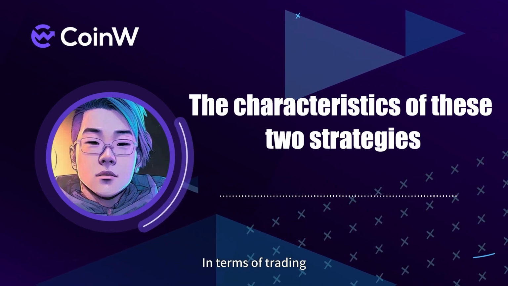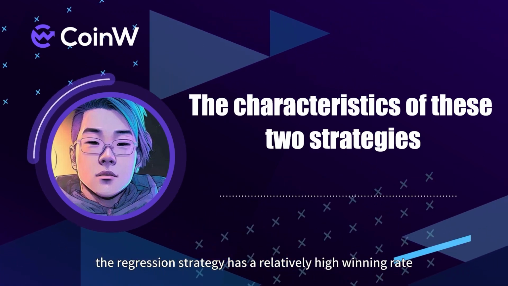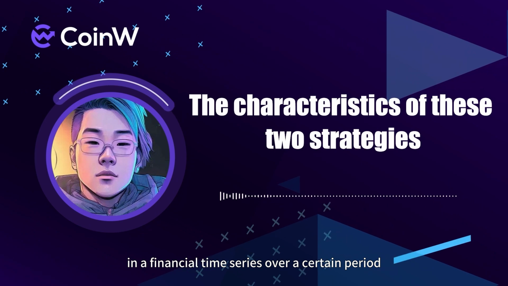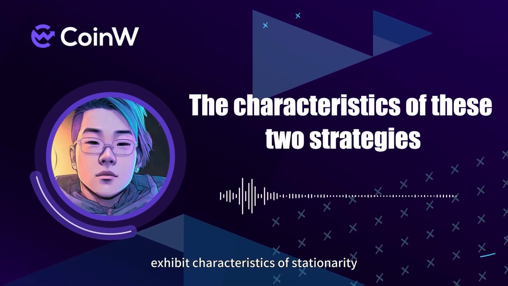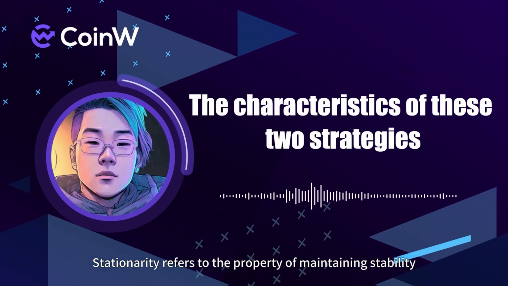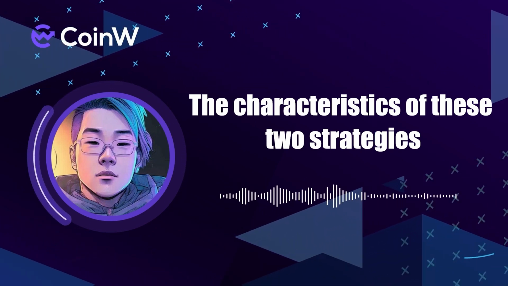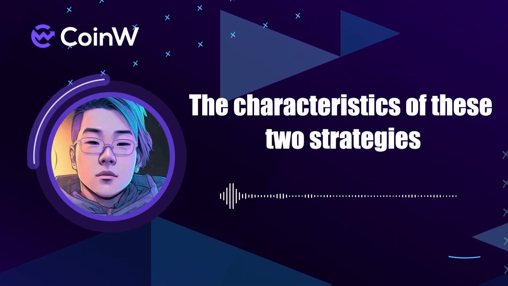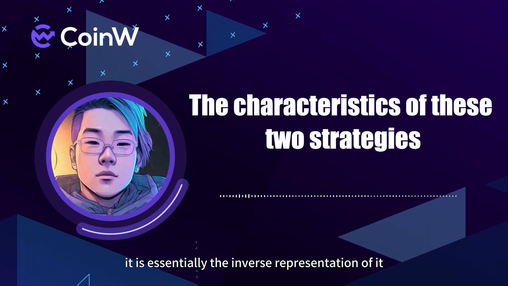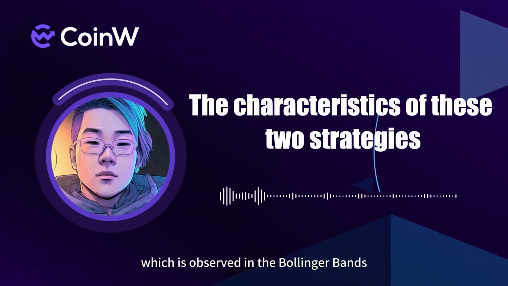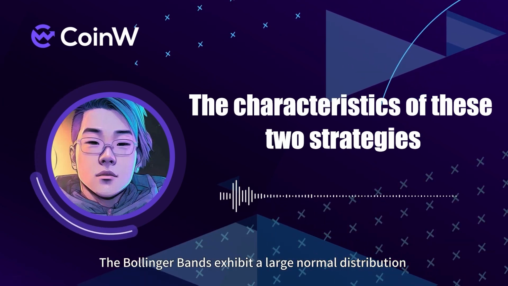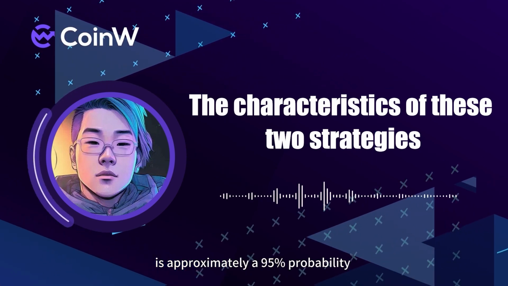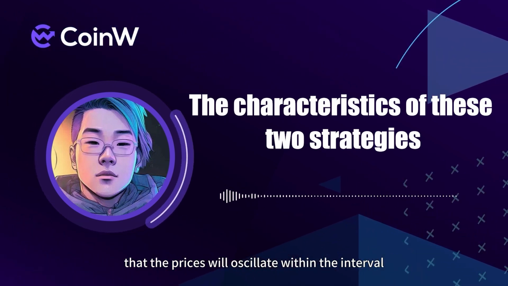In terms of trading, the regression strategy has a relatively high winning rate. This is because people understand that prices, in a financial time series over a certain period, exhibit characteristics of stationarity. Stationarity refers to the property of maintaining stability. And prices that adhere to this property can be considered to follow a normal distribution. Speaking of a normal distribution, it is observed in the Bollinger Bands. The Bollinger Bands exhibit a large normal distribution, and a prominent feature is that there is approximately a 95% probability that the prices will oscillate within the interval.